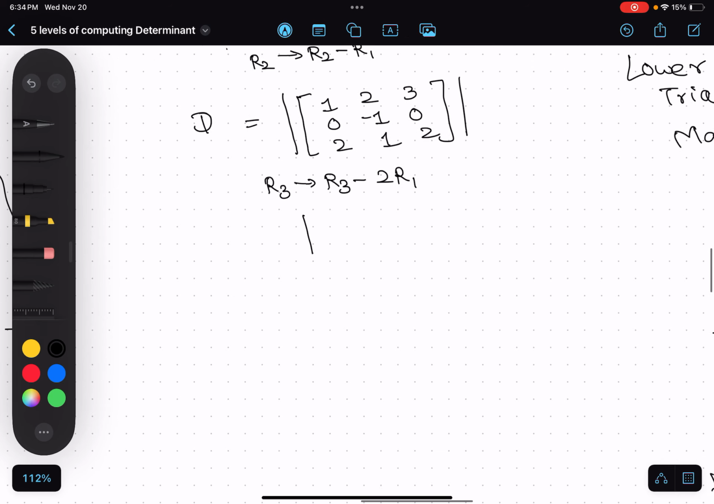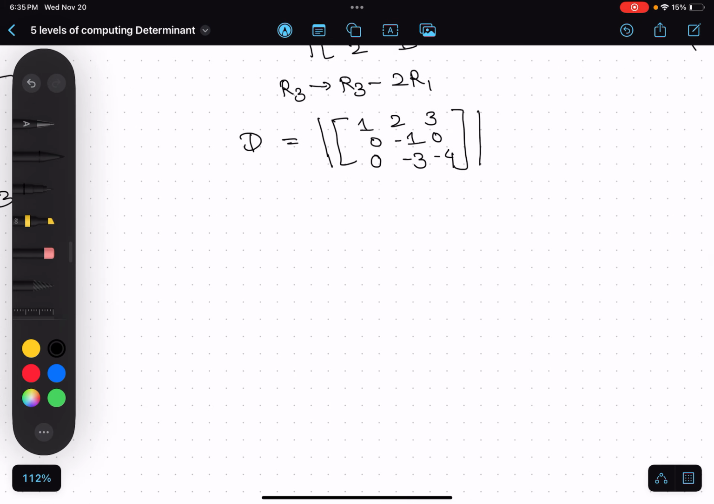If I do this, our third row will now be, so 1 2 3, 0 negative 1 0. Now 2 minus 1 times 2 is 2 minus 2, 0. 1 minus 2 times 2, that means 1 minus 4, which is negative 3. And 2 minus 3 times 2, 2 minus 6 is negative 4. And this again is just D, because the third row operation doesn't change the determinant. Now I need to make this negative 3 a 0, right? If I'm able to do that, then this will be a triangular matrix.